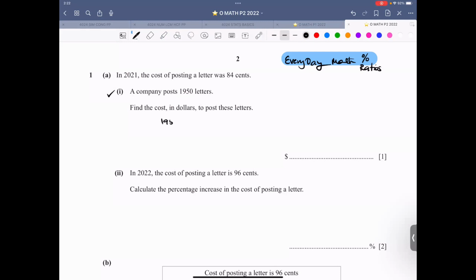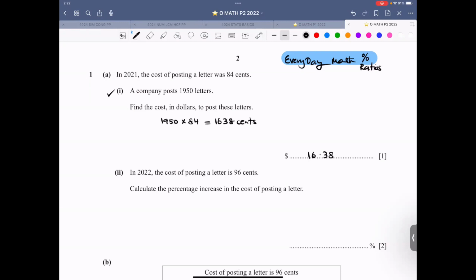So take 1950, multiply it with 84, and this comes out to be 1638. This is in cents. Therefore, in dollars, that is $16.38. And this is an exact value, so there is no rounding off.